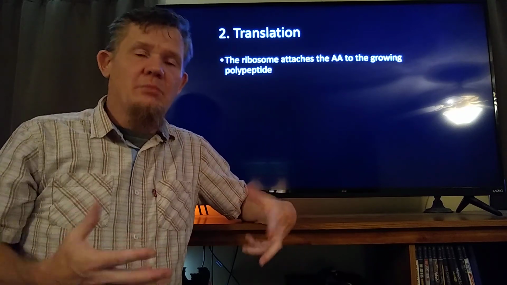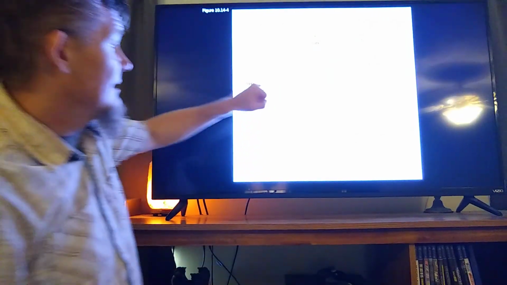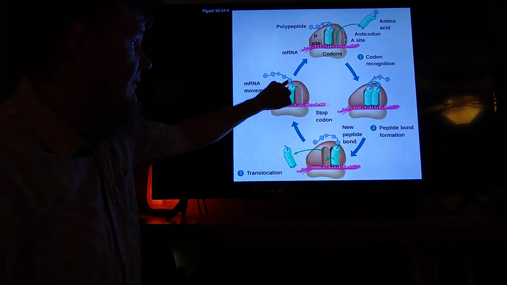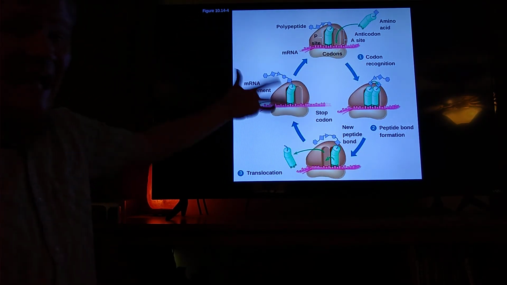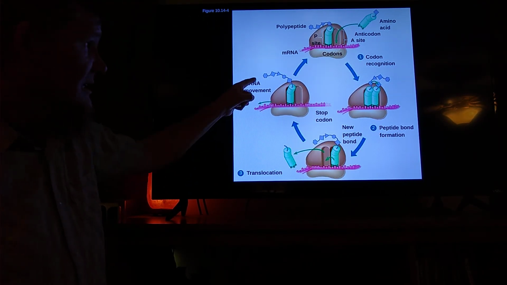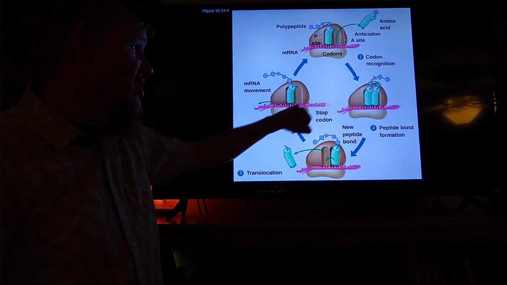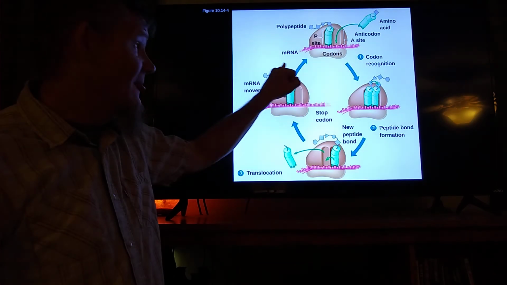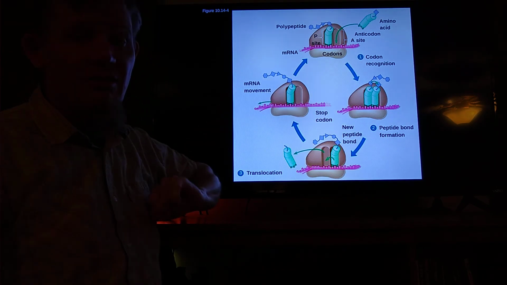So the growing polypeptide, that's this little chain right here. That is my polypeptide that's growing. That's what I'm trying to make. This is just the chef and the helpers. This is the dish. That's what they're creating.